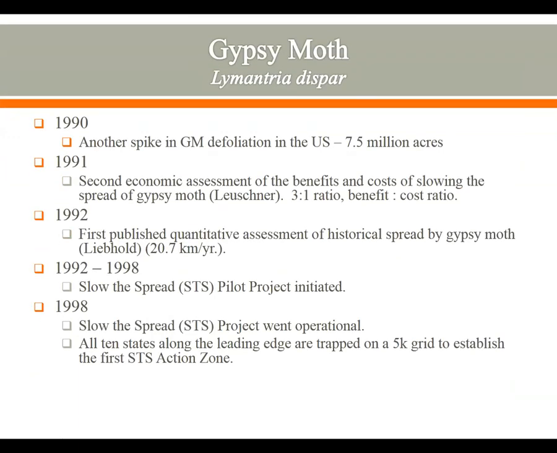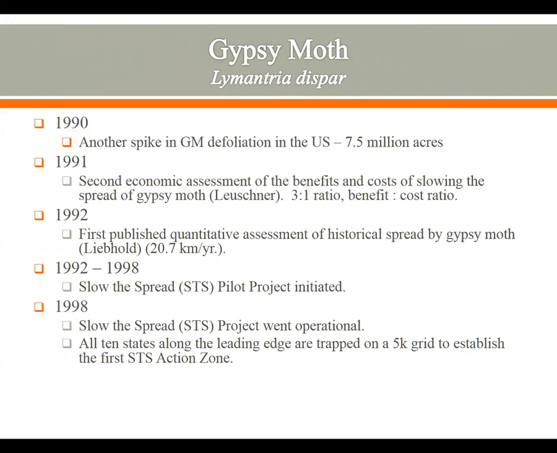In 1990, there was another spike in defoliation in the U.S. 7.5 million acres were defoliated. To give you a comparison, the state of Ohio has roughly 7.5 million acres of forested area. So again, about every acre of forested area in Ohio equivalent was defoliated.